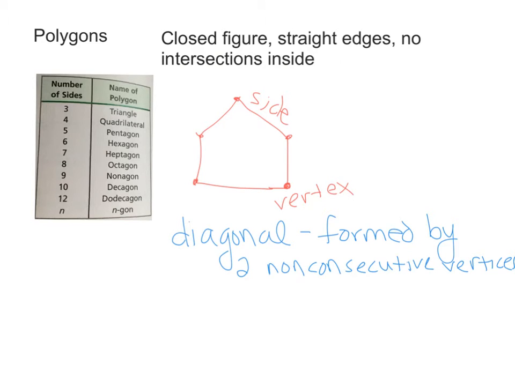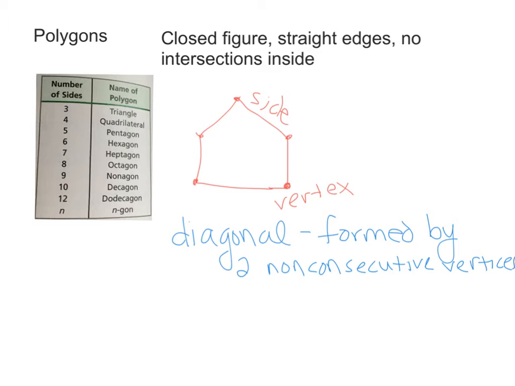This section is on polygons. You'll have to memorize the chart on the left that says number of sides and the name of the polygon. You need to know all of those polygons. If I asked you to classify a polygon or name it, you would have to use that chart. You also need to know the vocab words side, vertex, and diagonal.